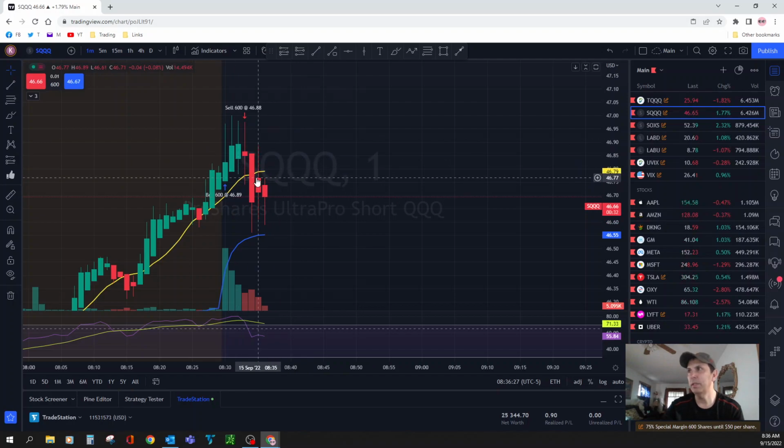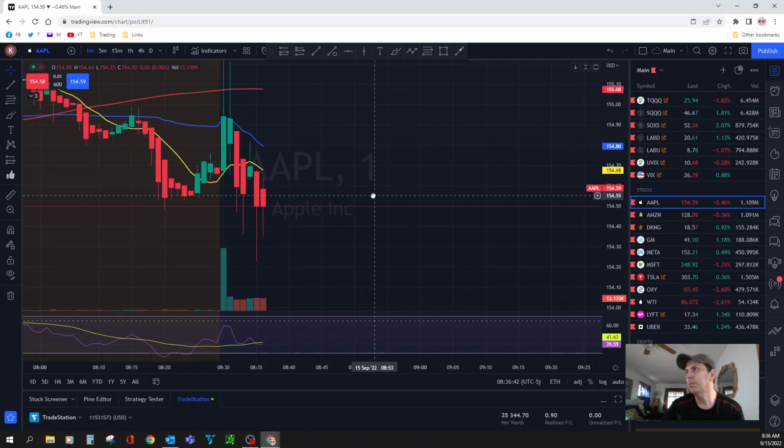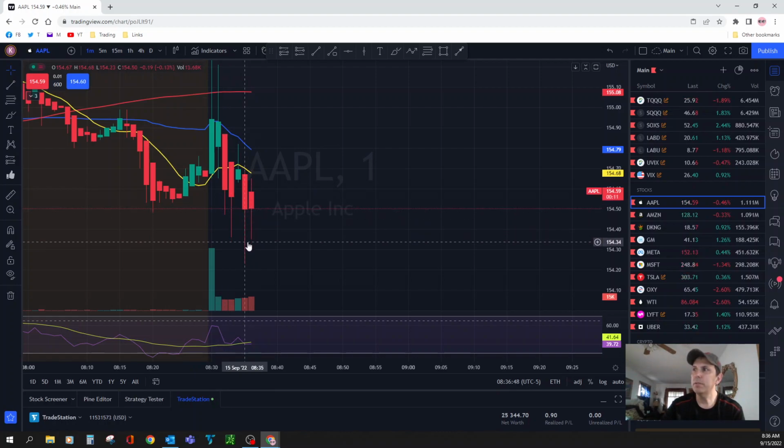But having an inverse ETF here that I can trade off, it really doesn't matter because if the market goes down, this is going to go up. So you can win either way. It's really hard to pick right now. Let's see what Apple's doing. Apple's down. These long wicks on these candles, they're just a sign of indecision.